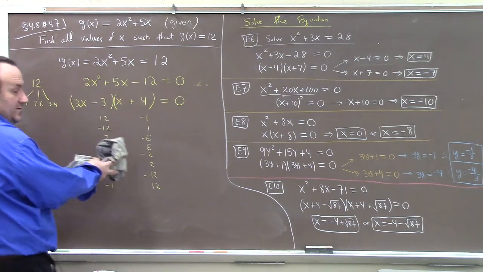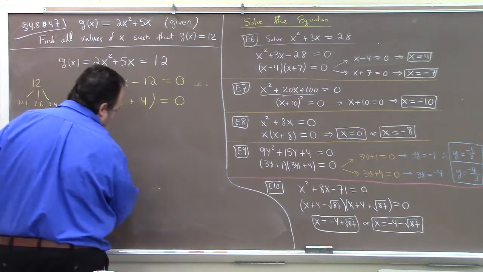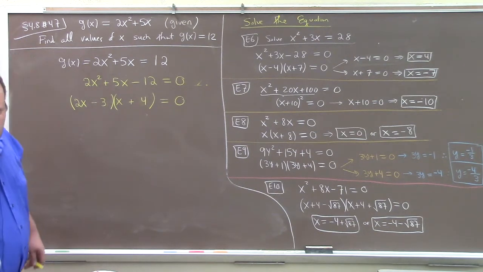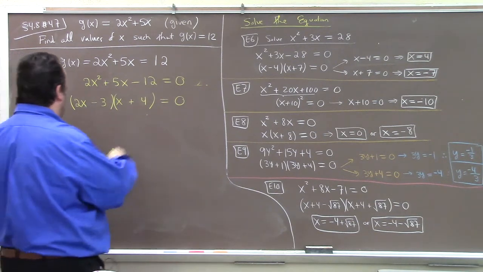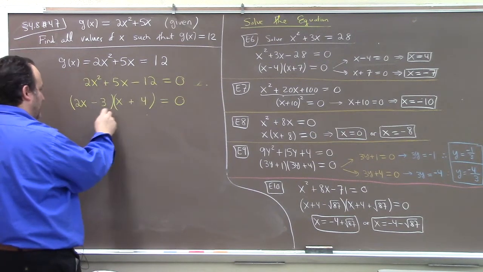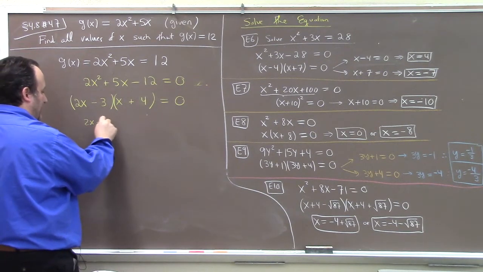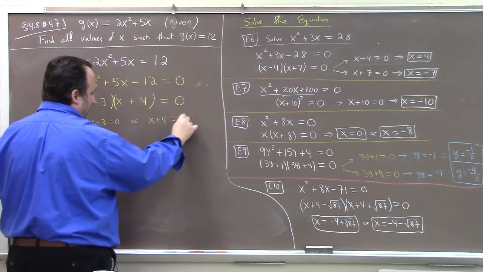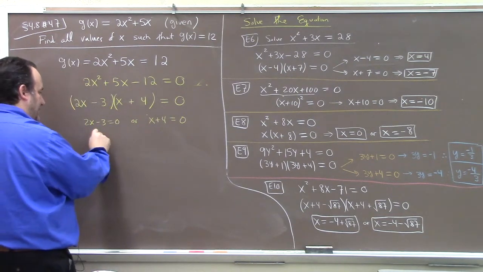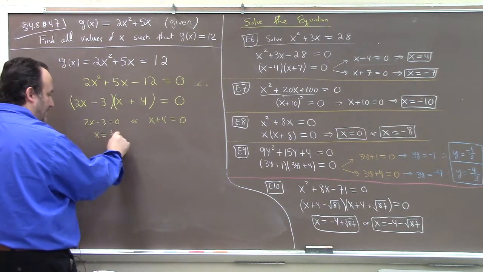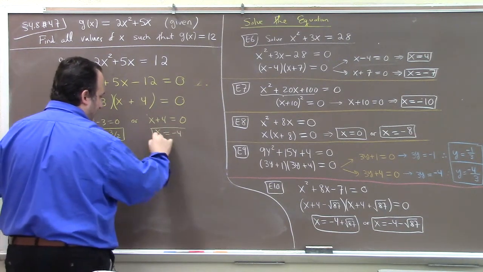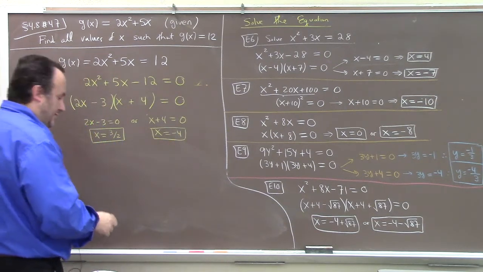The other way, you could have completed the square. You could complete the square on this. Let me finish this way, though, first. So what are my solutions? My solution's either 2x minus 3 equals 0, or x plus 4 equals 0, right? So either x is equal to 3/2, or x is equal to minus 4. So there it is, right?